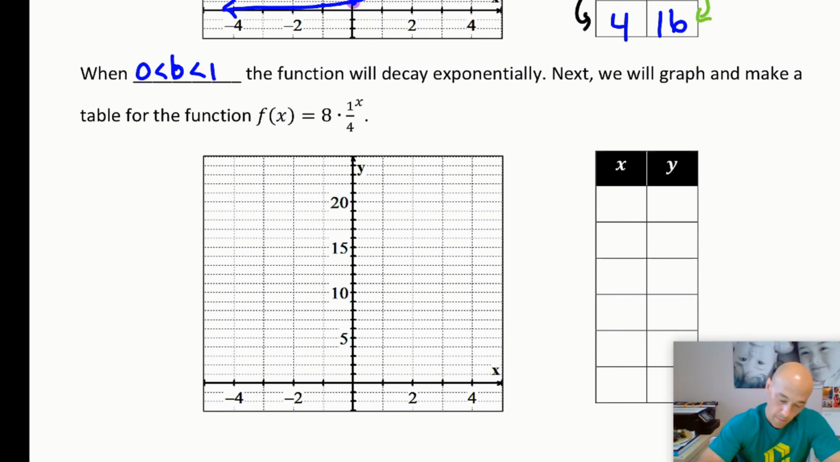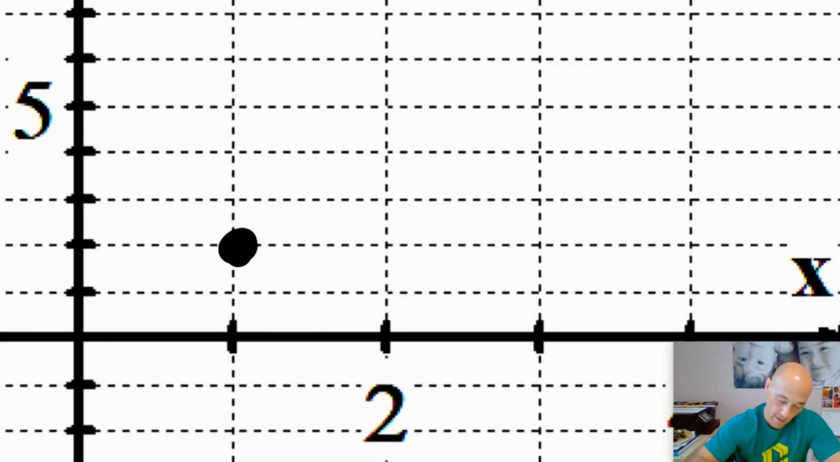So our a is 8, so we know that our y-intercept is 8. Because our b value here is 1/4, when we move to the right 1 unit, we multiply this value by 1/4. So 8 times 1/4 is 2. And then again, when we move to the right 1 unit, we multiply 2 by 1/4, which is 1/2.